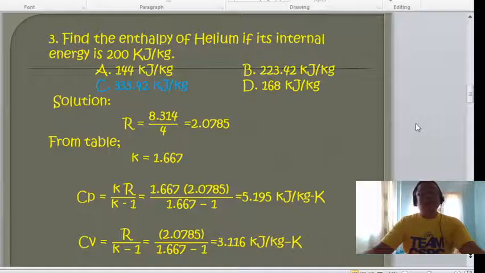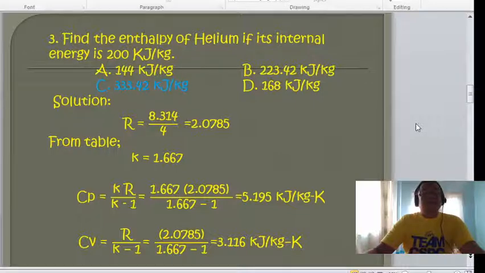So this is, class, another quite difficult example, or problem. The options are A is 144, B is 223.42, C is 333.42, and D is 168 kilojoules per kilogram. Again, getting R for helium, knowing the universal gas constant over 4, that is equal to 2.0785.